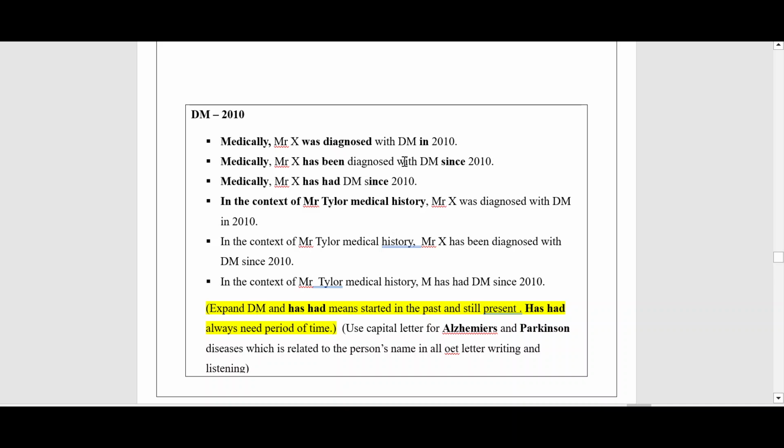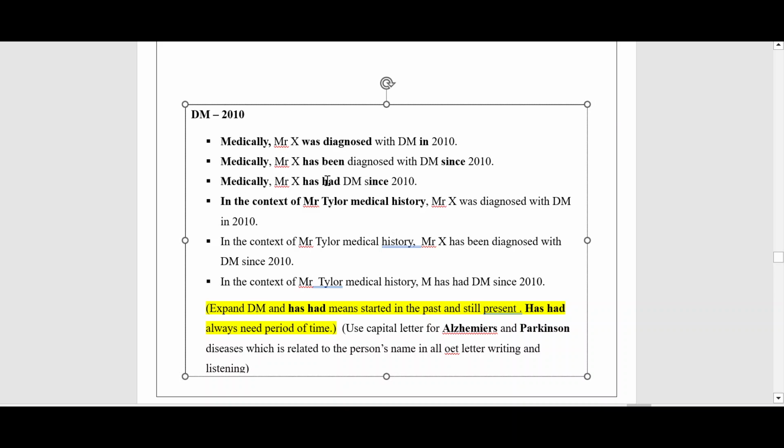Medically, Mr. X was diagnosed, which means he was already diagnosed with diabetes in 2010. Was already diagnosed means he is already diagnosed. So medically, Mr. X has been diagnosed with, or he's still having treatment, means you can just write diagnosed with diabetes since 2010. You can write that way also. But if you want to write this way, then you should put has been, which means it's still present, so you should write since. If you are writing was diagnosed, it's past tense, so you should write in. But you can choose any of these, it doesn't matter.